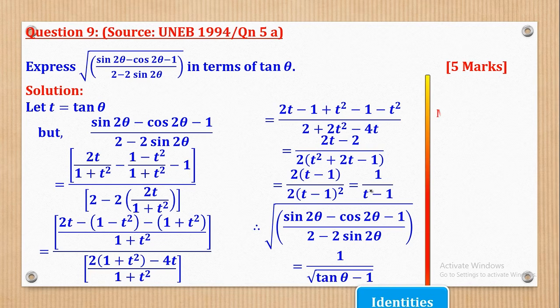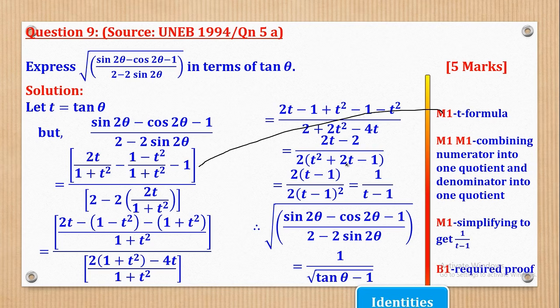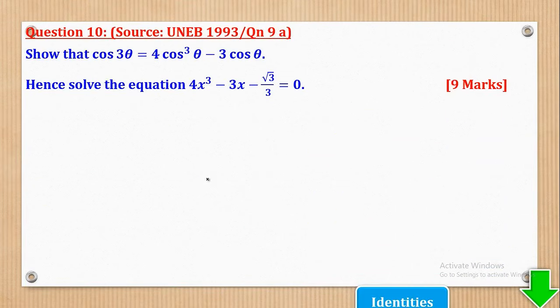So basically that's what they wanted. Now let's see how much can be awarded. M1 for this t formula, and M1 for combining both numerator and denominator, so this and that. Then another M1 was for simplifying to get this, and B1 for the required proof. So that was question 9.